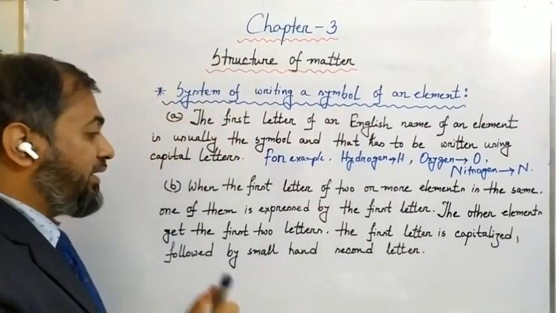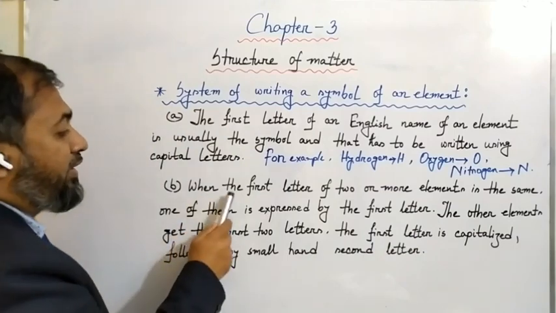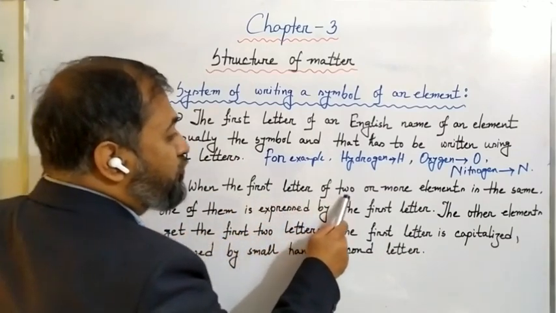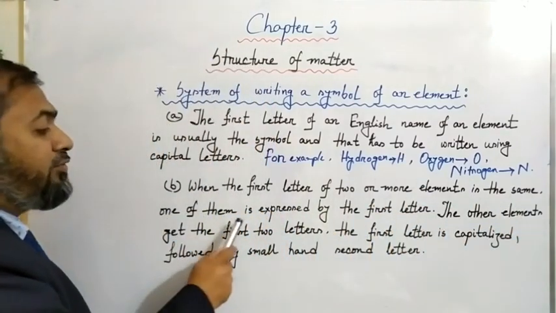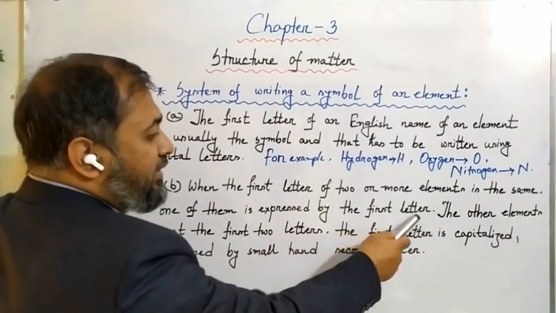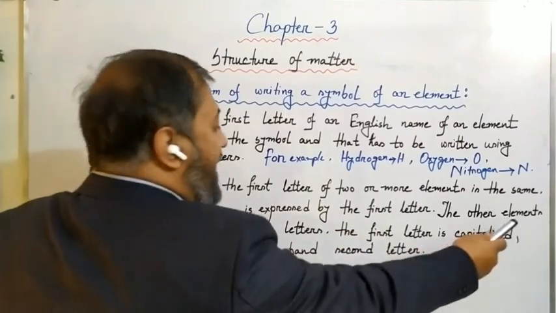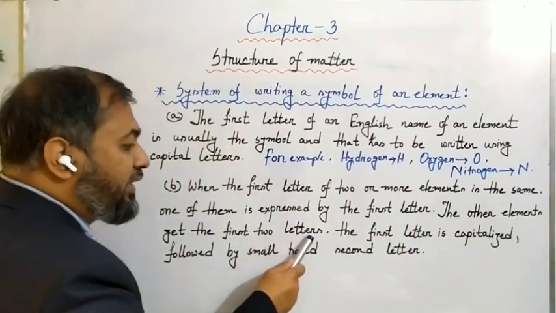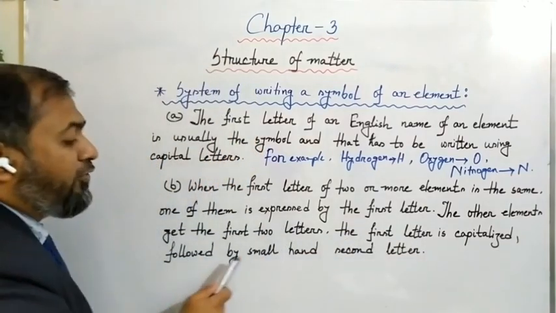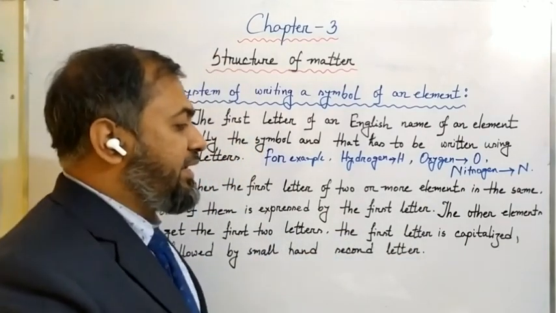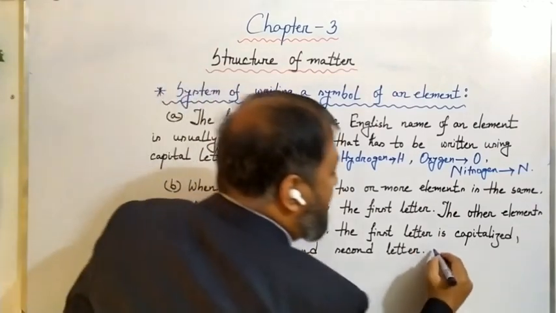I repeat once again, listen very carefully. When the first letter of two or more elements is the same, one of them is expressed by the first letter, then what will happen to the others? The other elements get the first two letters. The first letter is capitalized, followed by a small second letter. I'm going to write down some examples. You can see.